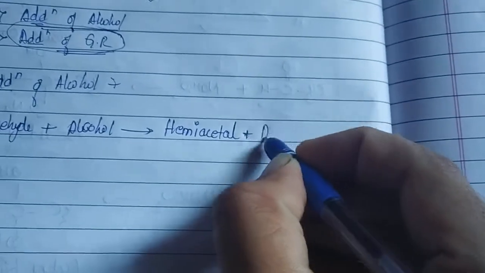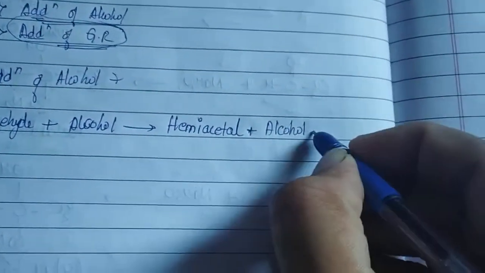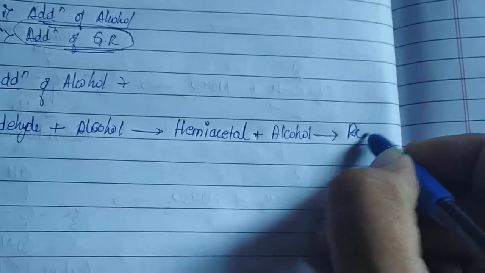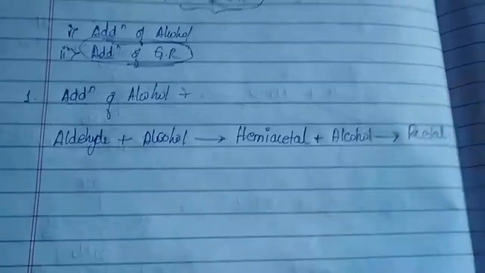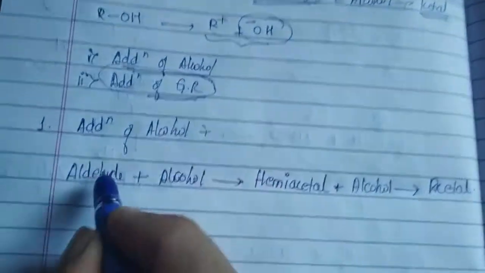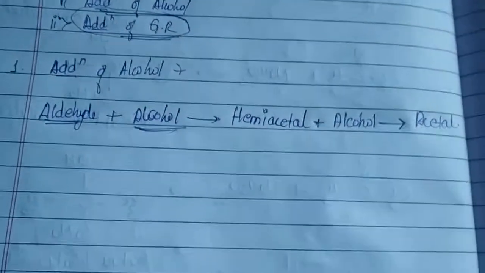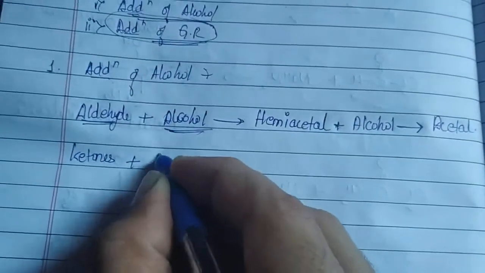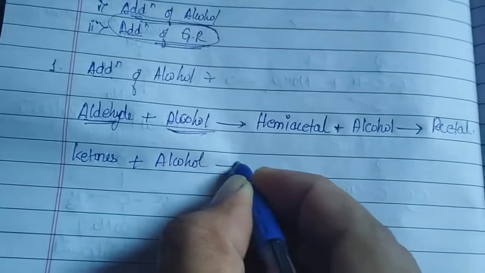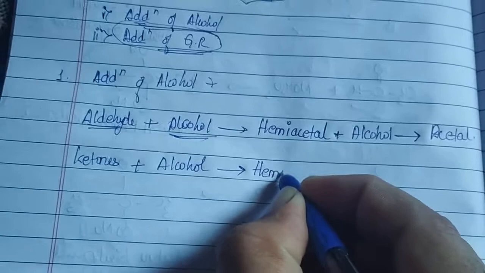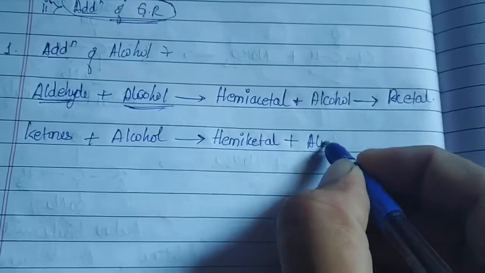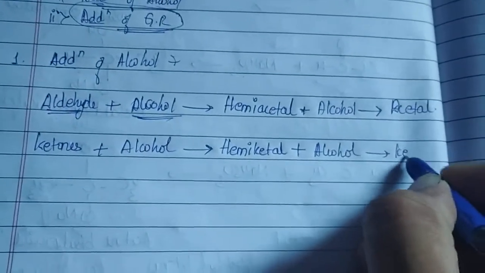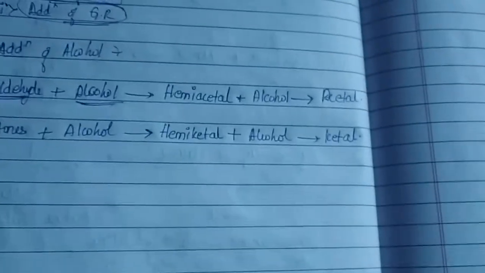It is called what? Hemiacetal. Treating this hemiacetal once again with alcohol, you will get an acetal. So these are the two important products we get when treating an aldehyde with alcohol. Similarly, when you treat ketones with alcohol, first you get a hemiketal. Once again treating the hemiketal with alcohol, you will get the final product, which is called a ketal. Now let me say what I have said earlier.